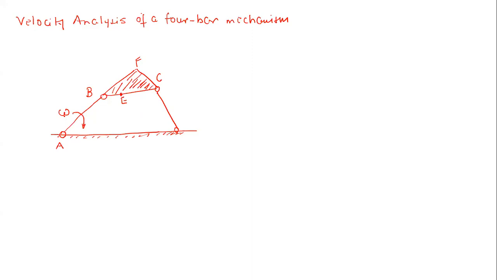Okay. So again, let us talk in terms of what is given and what we have to find out. First of all, it is given that this link AB is acting as a crank, or an input link, and it is rotating with the angular velocity of omega in the clockwise direction.